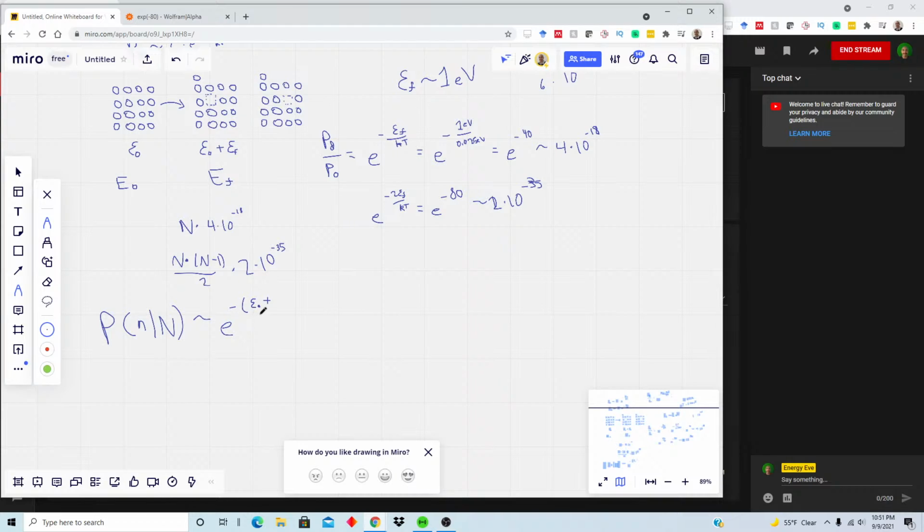the energy of the regular system, nEf, over k, Boltzmann constant, T, times big N factorial over little n factorial. Oops, it's actually big N minus little n factorial times, oh yeah, n factorial. That is what I had. Okay.